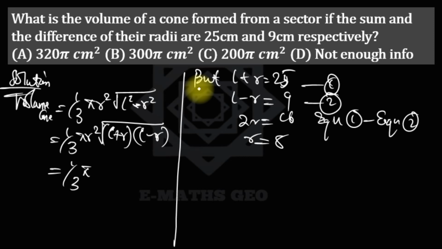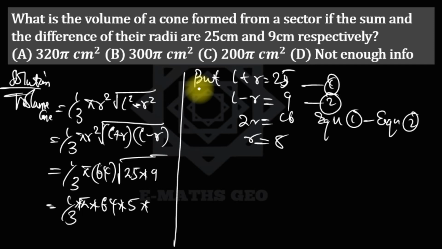So we have 8 squared, which is 64, times the square root of 25 times the square root of 9. So this is 1/3 pi times 64 times 5 times 3. So this is 64 times 5, that's 320 pi. So that should be option A.